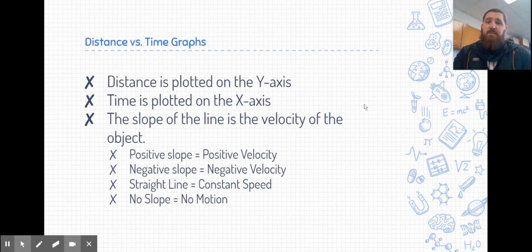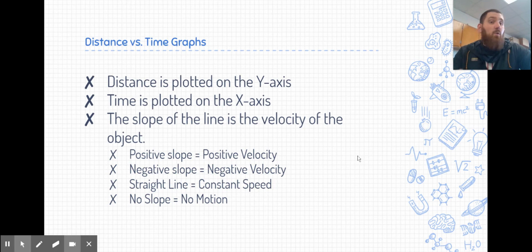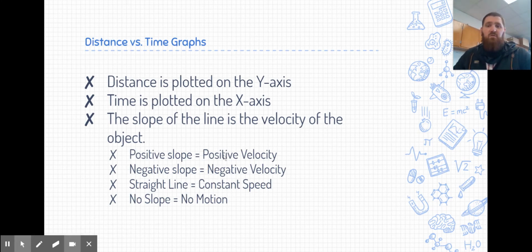So when we graph distance versus time graphs, which is what we'll see most of the time, and what you just saw in your buggy lab, distance or position will be plotted on the y-axis, and time will be on the x-axis down at the bottom there. The slope of the line on a position or distance versus time graph is always going to be the velocity of the object. So a positive slope tells us that the object has a positive velocity. A negative slope tells us the object has a negative velocity. And positive and negative just tell us direction here. So it tells us which way it's moving, either away or toward the origin.